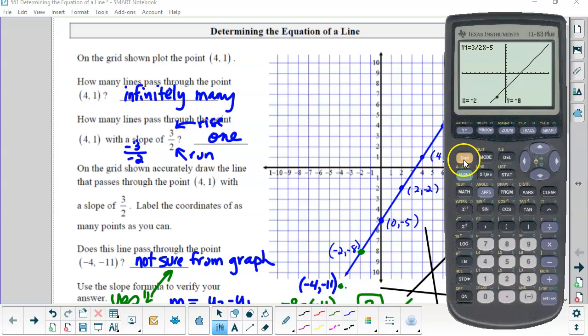As well, another way is second trace, which is calculate, and that's what's written in your notes here, and the value feature. If you enter on value, it knows you're looking for an x value. So why don't we do 4 for x? And so we should get 1. That was our given point. Okay, so there's a variety of ways of checking your line.